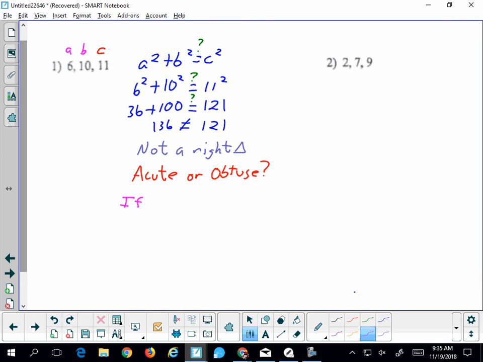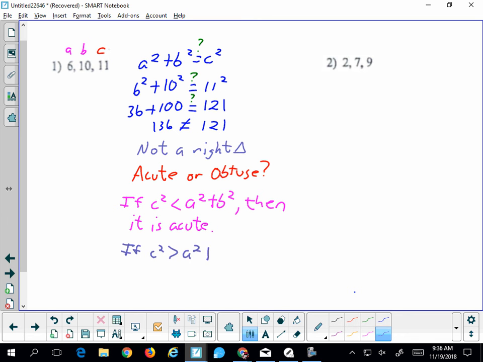If c squared is less than a squared plus b squared, then our triangle is acute. If c squared is greater than a squared plus b squared, then our triangle is obtuse.